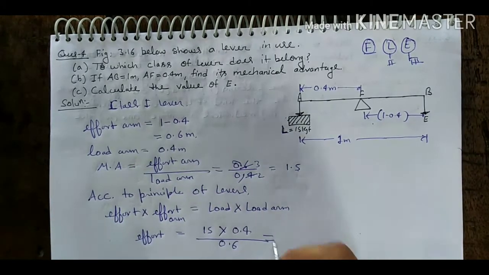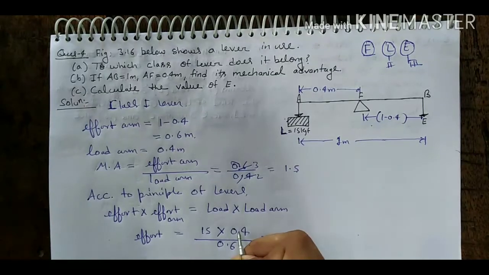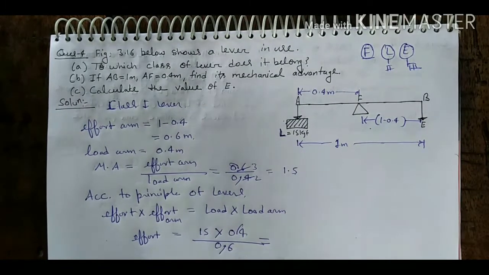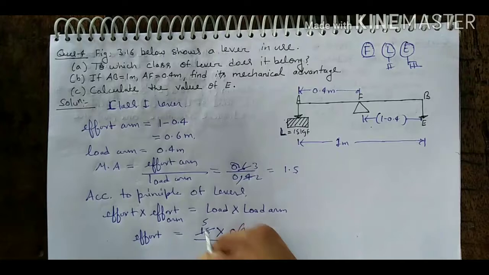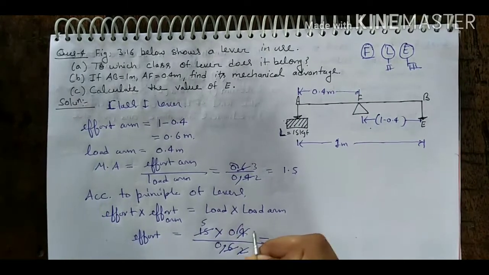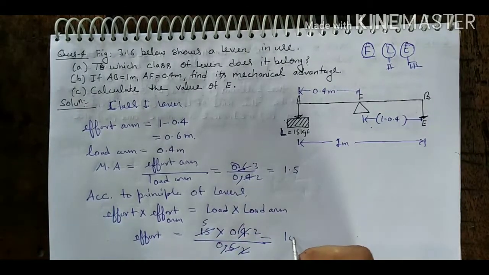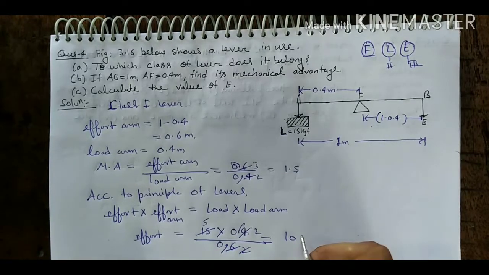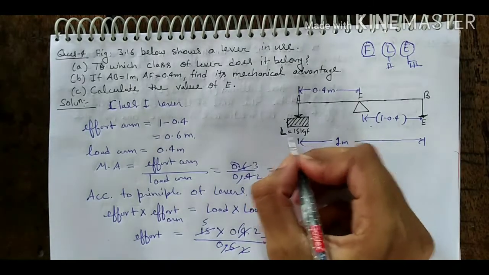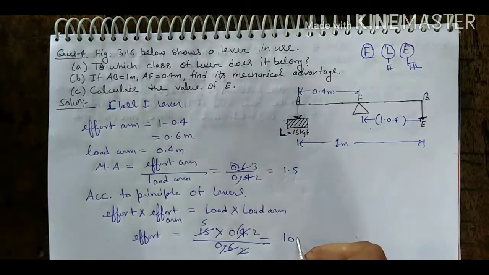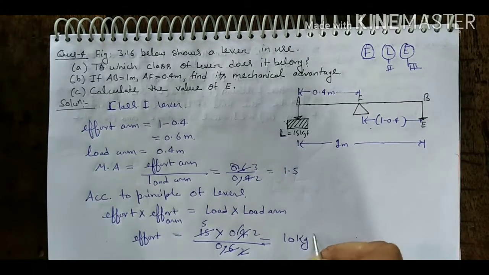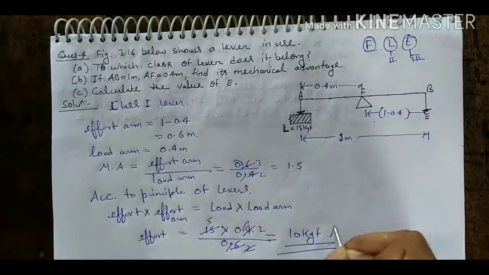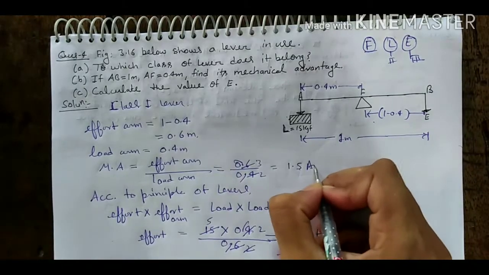After solving, we will get 0.4, the point will cancel out, and 3 5 is 15, 3 2 is 6, 2 2 is 4. This will equal to 10. Here effort will be 10. The unit of effort will be kgf. Why? Because load is given in kgf, so effort will also be in kgf. Okay, this will be the answer.